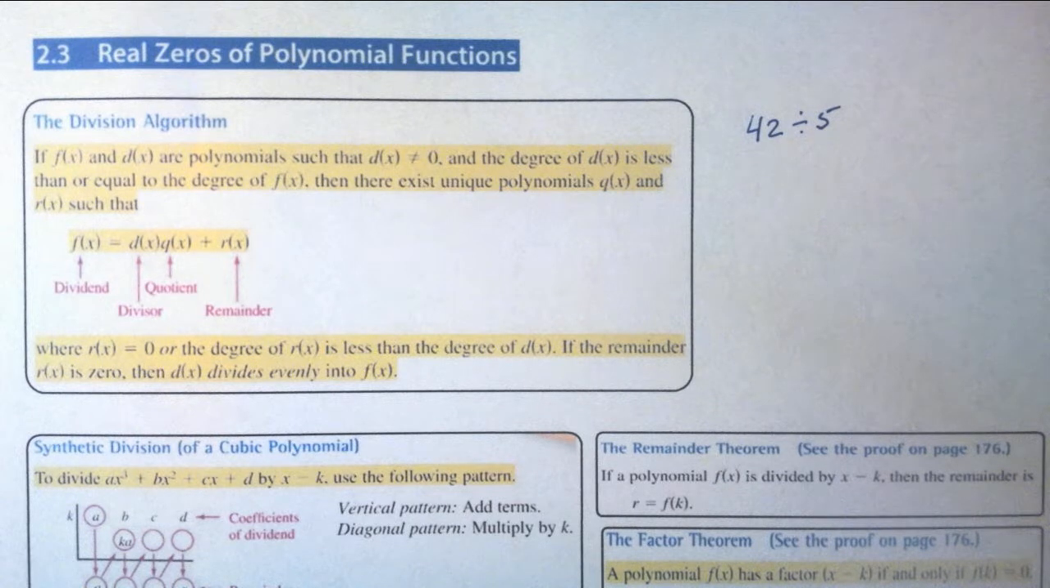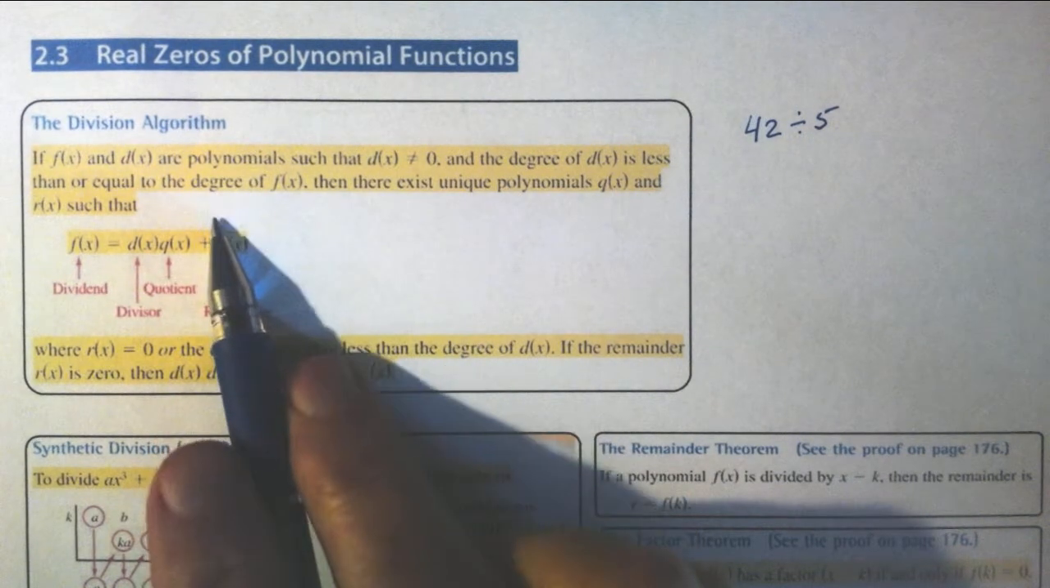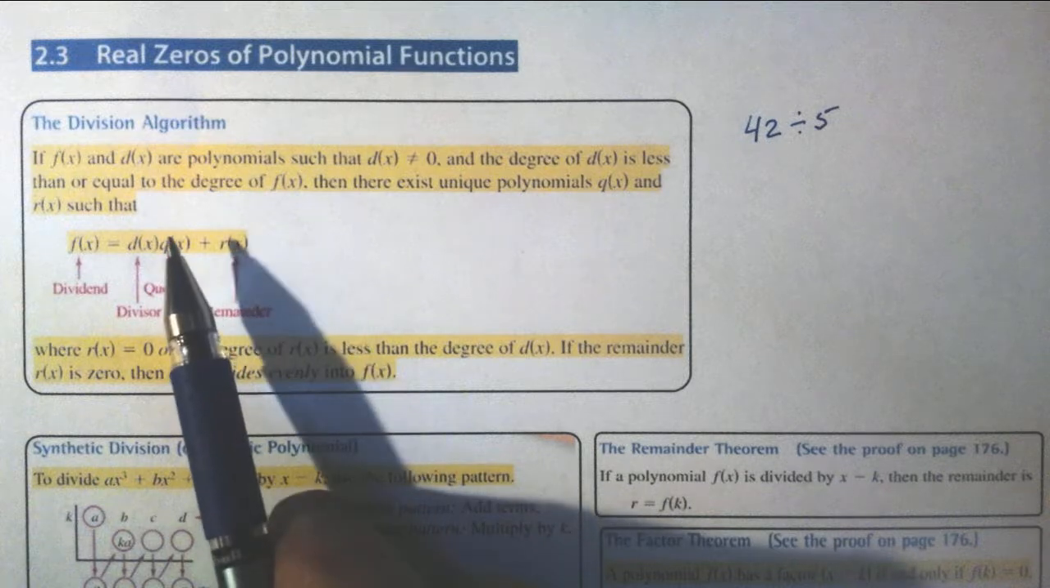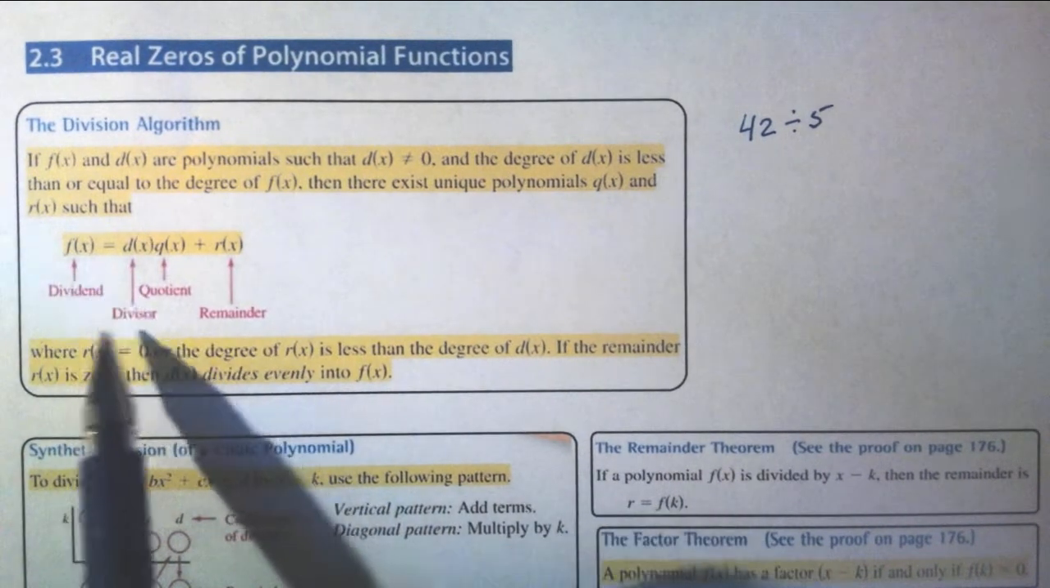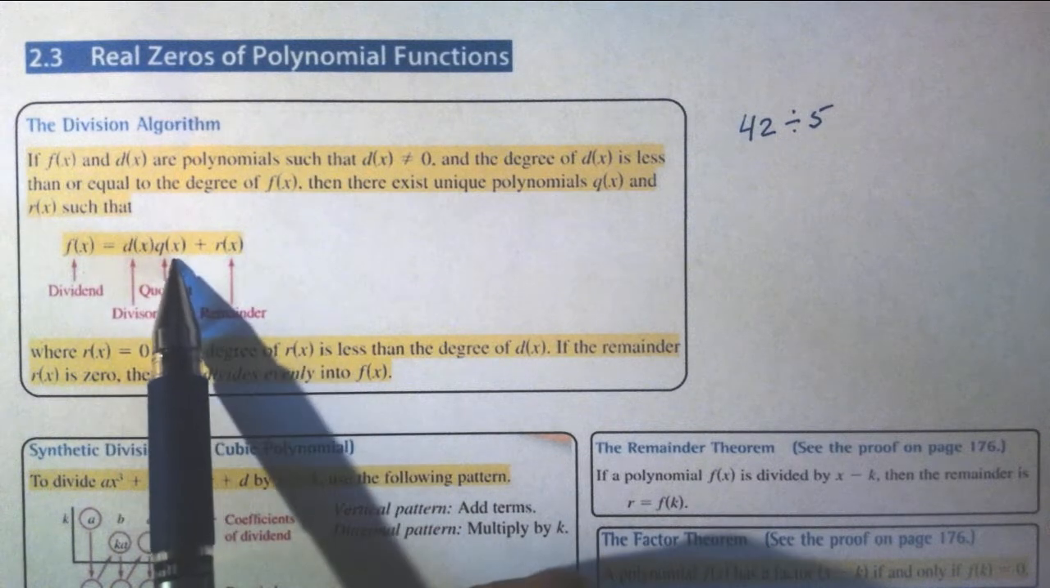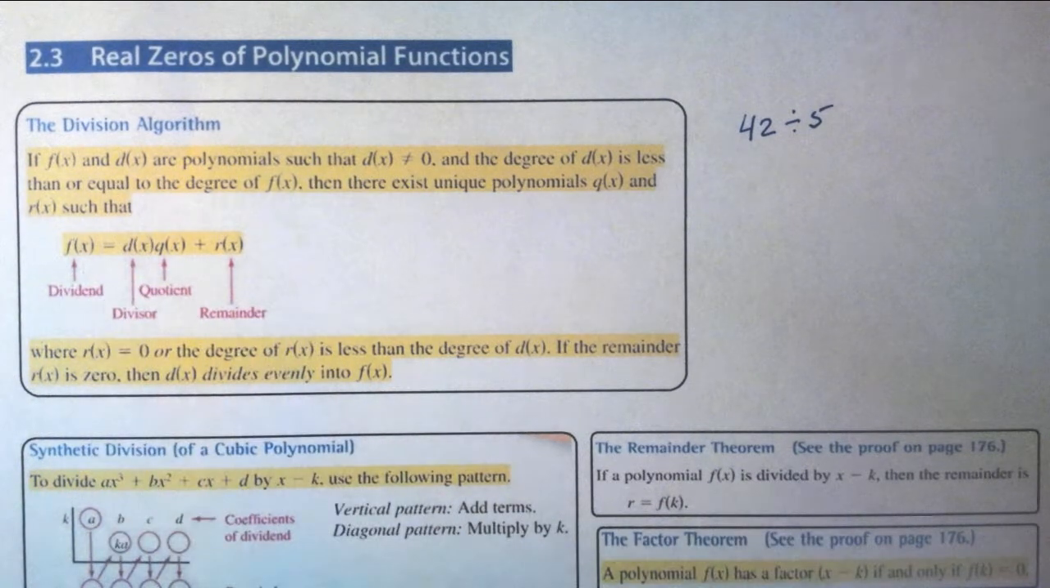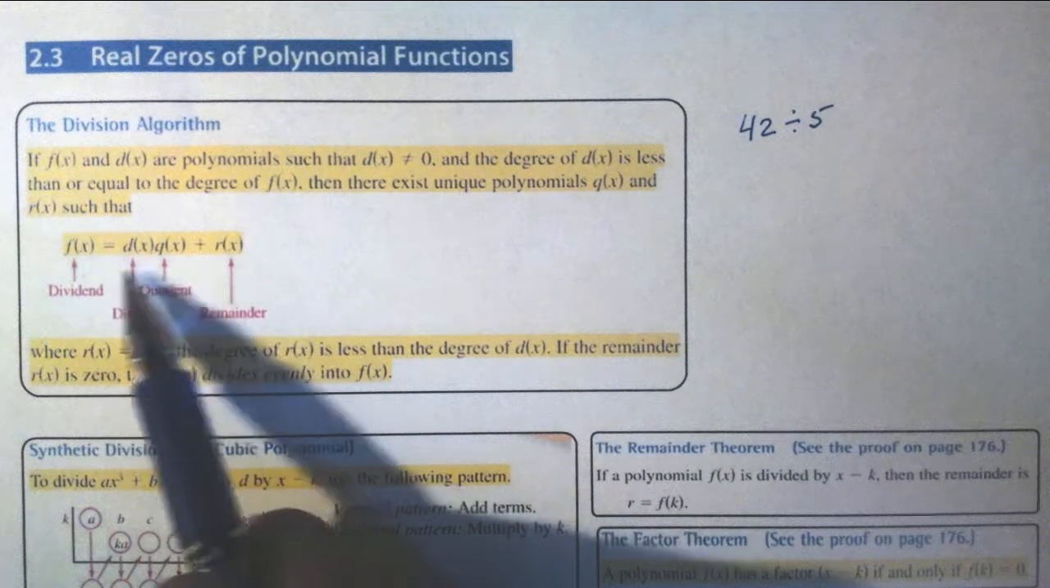Okay, we've got a division algorithm here which seems really kind of mysterious. You can read through this, but they end up with a function equals another function times another function plus another function, just to describe f of x as three different functions here.